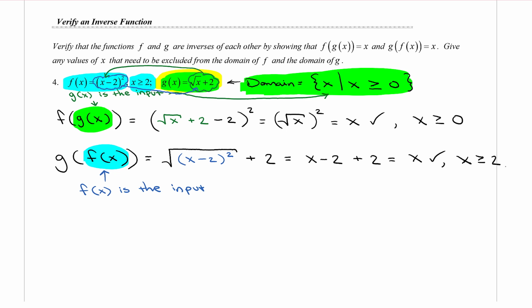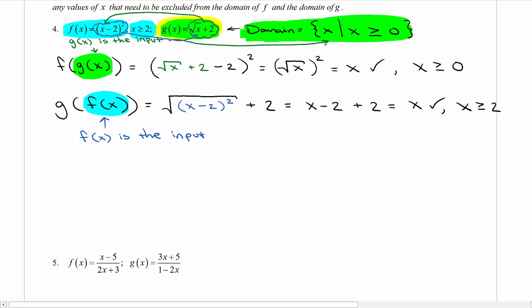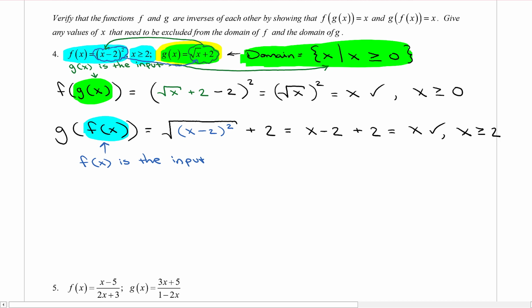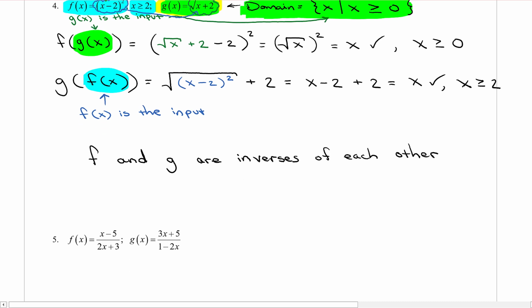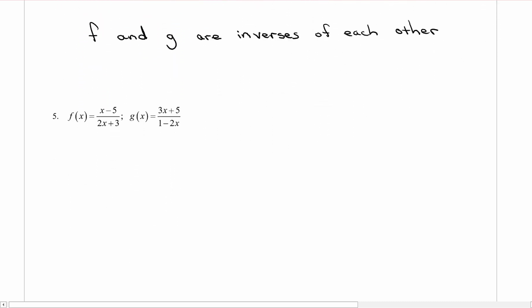So I'm just going to write out a little sentence here saying that these are actually inverse functions of each other. How about that? So just to make it look nice. So why don't we go ahead and write here that f and g are actually inverses of each other, because we went through all the trouble of verifying it here with our work. All right, let's go on to number 5.